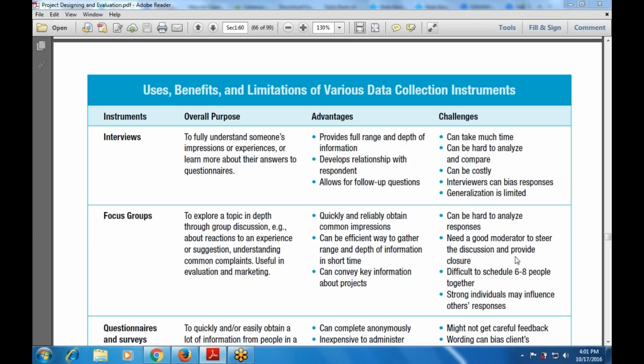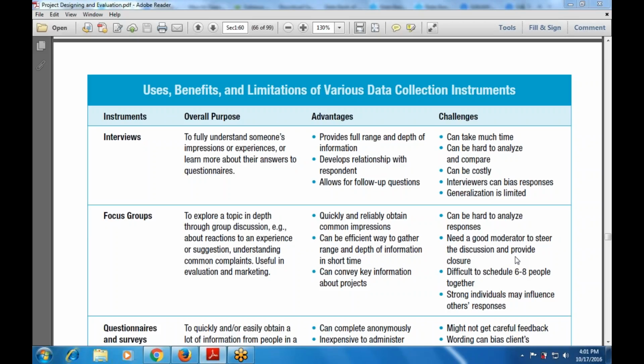Today I'm going to continue with the same module, that is project designing, and the same chapter number 7, that is data collection, or what are the various data collection instruments that are available over here. So let's begin with the data collection instruments. What are the various data collection instruments that are used? What are their uses? What are their benefits?